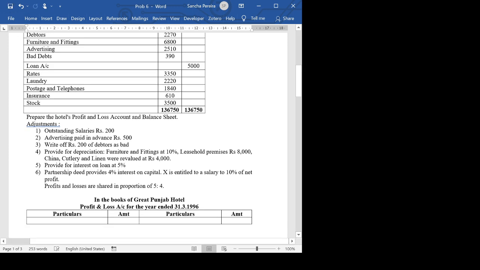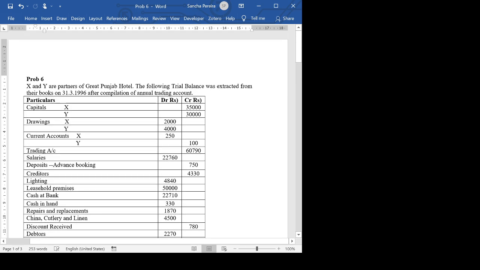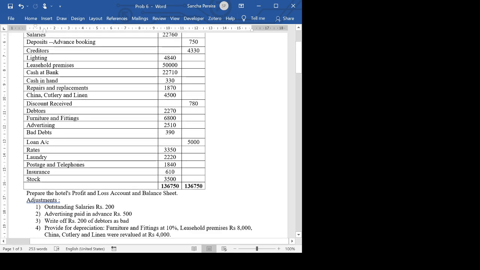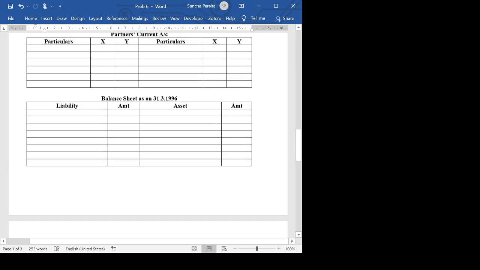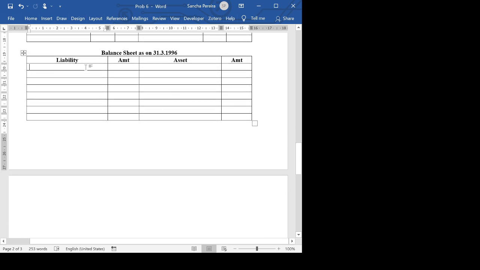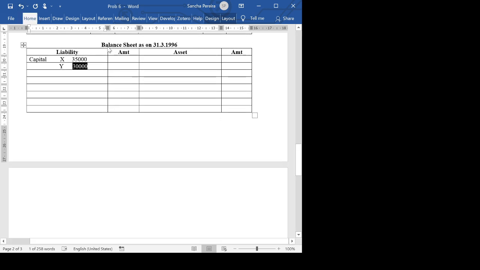Okay, so let's start transferring the items. So capitals X and Y, this goes directly in the balance sheet. The capitals do not change, they remain fixed. Capital X is 35,000 and Y is 30,000. So this total capitals come to, you can show both outside also in the outer column, 65,000.